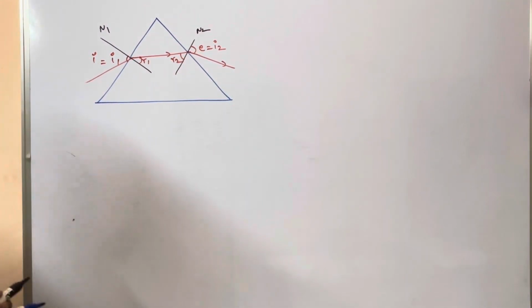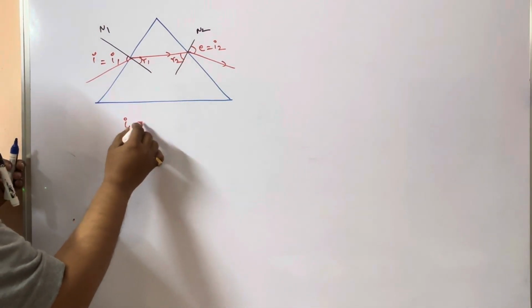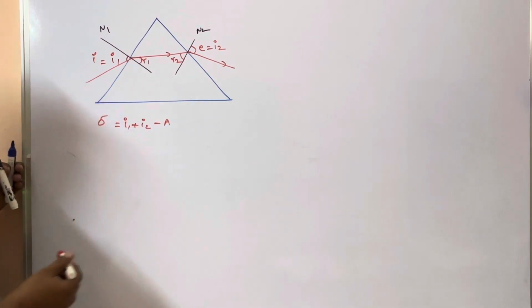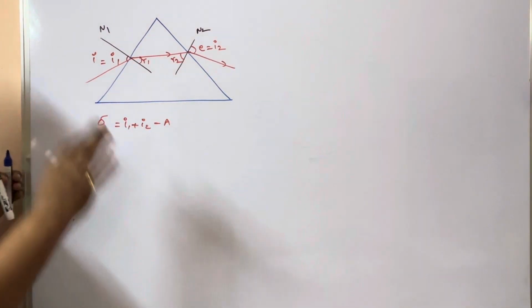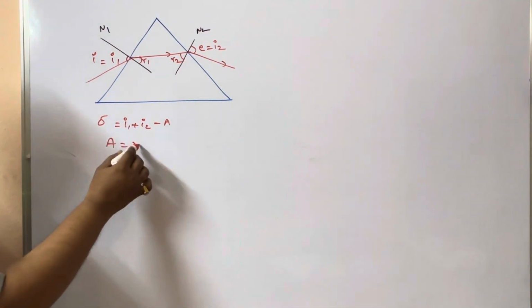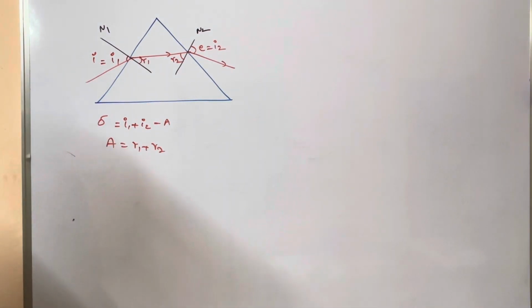So we got some relations between these. What are those relations? I1 plus I2 minus A equals delta. Whenever delta is going to be minimum, I1 and I2 are equal. We also got another relation, A is equal to R1 plus R2. This is also one of the relations.